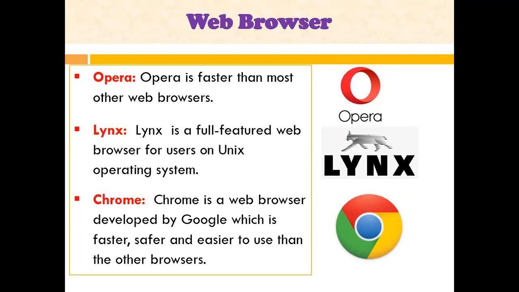So Chrome is a web browser which is developed by Google, which is faster, safer, and easier to use than other browsers. See all these facilities provided by Chrome. It is faster, it is safe also, and it is easy to use. It is not at all complicated or difficult to understand how to use it.